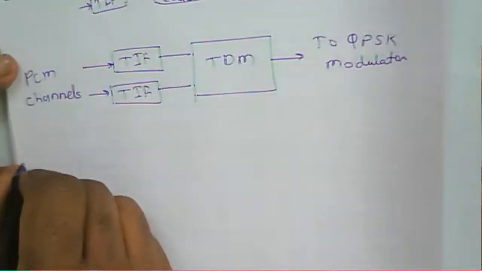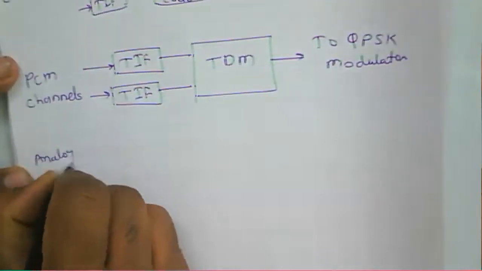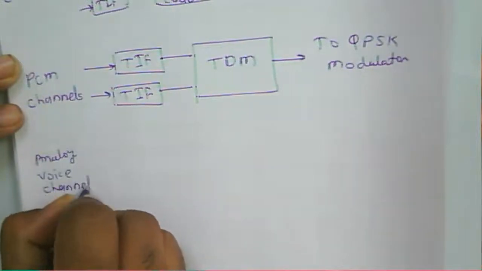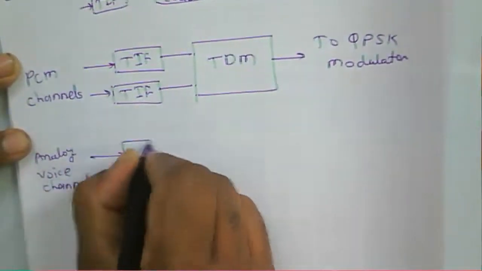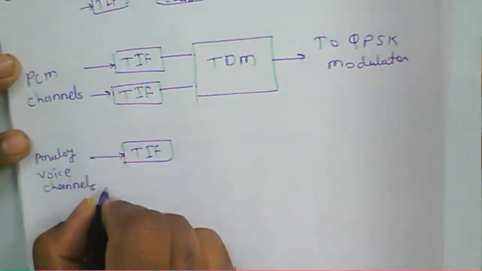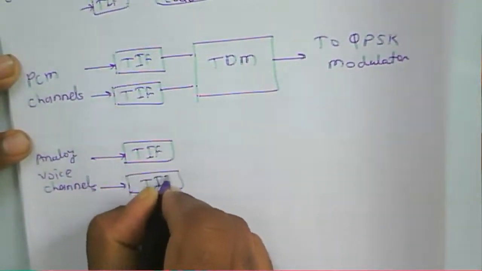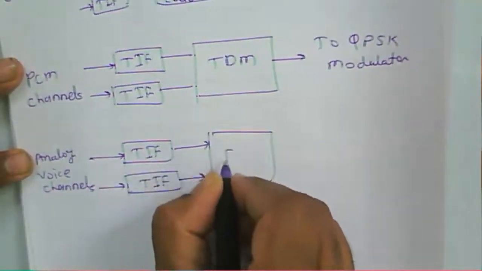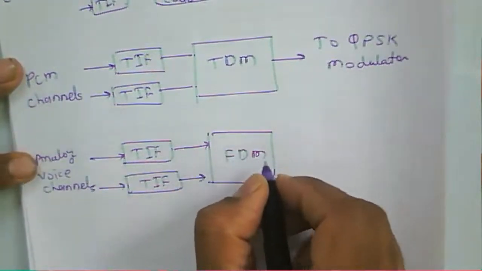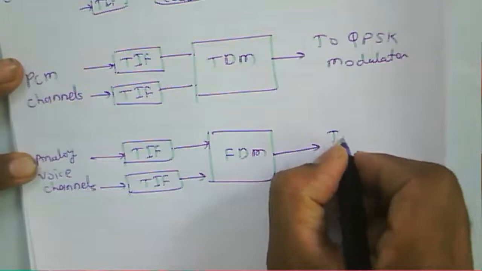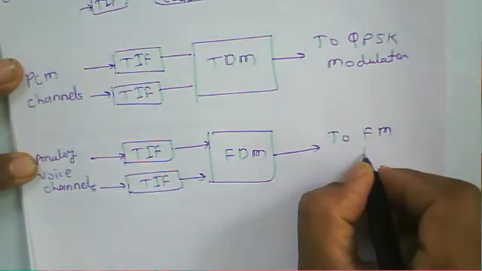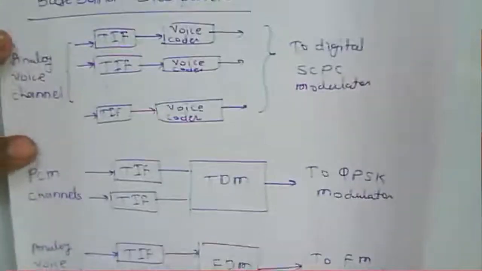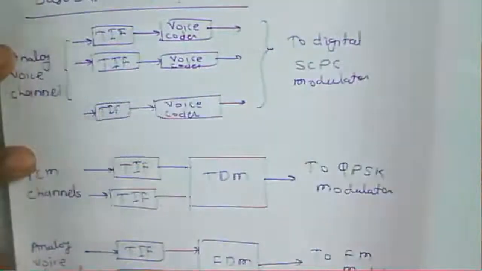Then we have the analog voice channels, then a TIF, terrestrial interface module. Then we consider frequency division multiplexing, or a multiplexer here. Then that will be input to the FM modulator. Now that is about the baseband equipment. This is for the transmit.